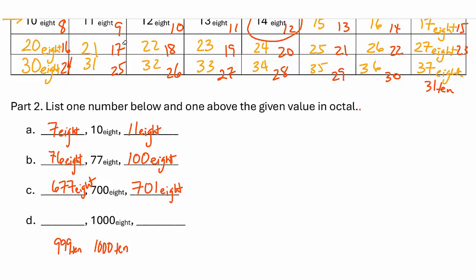But what's the highest 3-digit number in base 8? Well, that has to have all 7s. So 777 base 8 is before 1000 base 8. And then after, it works the same as in base 10. We're just going to increase that 1's digit by 1, and that's fine. All right, so this is how we can determine the number before and the number after a given value in base 8.